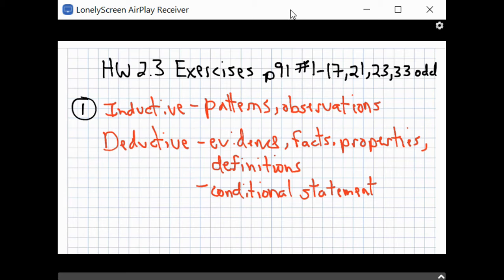And so going back to the example, people aren't watching the geometry videos. If I'm basing that upon the fact that I'm looking at the YouTube channel and I'm seeing that there are not very many views, and not nearly as many views as there are students in the class, then that tells me deductively that the videos are not being watched. So one's based on patterns, one's based on facts, properties, definitions, and conditional statements.